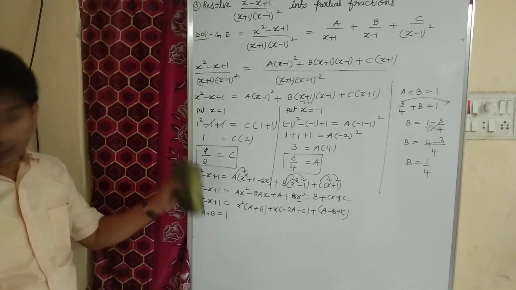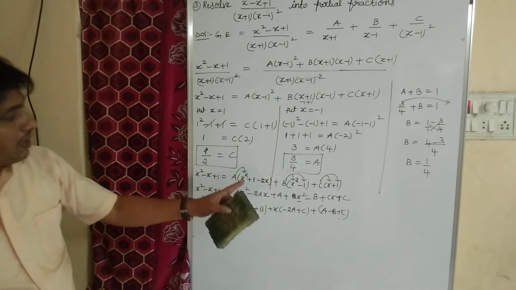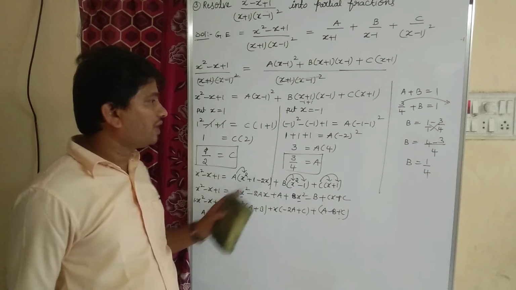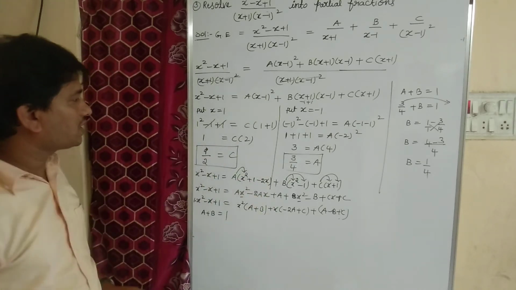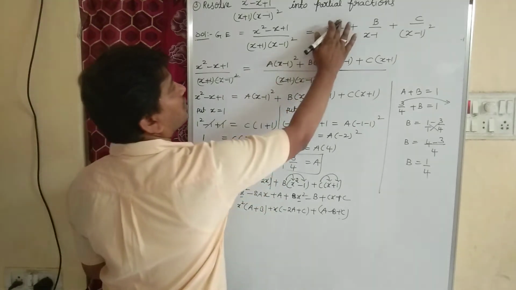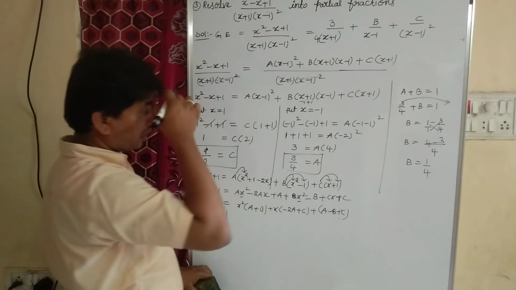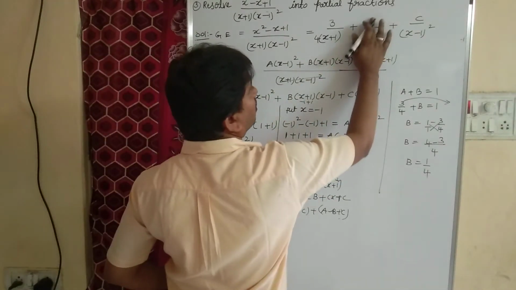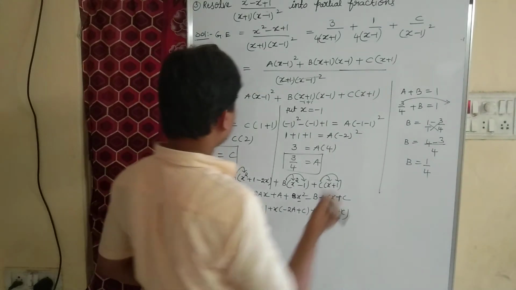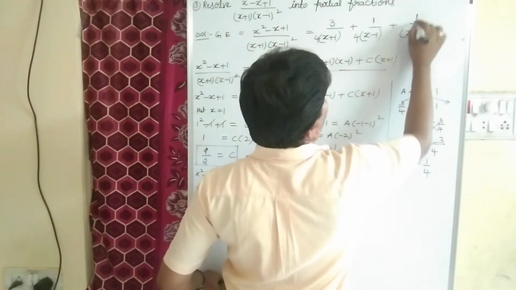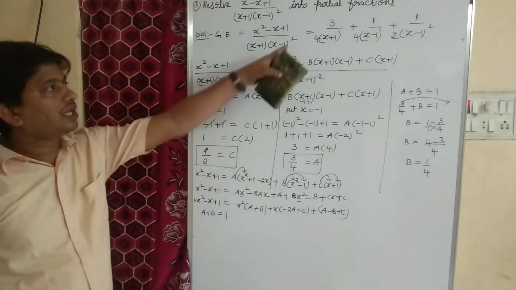A value is 3 by 4 and b value is 1 by 4 and c value is 1 by 2. So let us write in the place of a, 3 by 4. This is our 3 by 4 and the value of b is 1 by 4, I can write as 1 by 4, and the value of c is 1 by 2, I can write as 1 by 2 into x minus 1 whole square. So that step you have to write down, children.